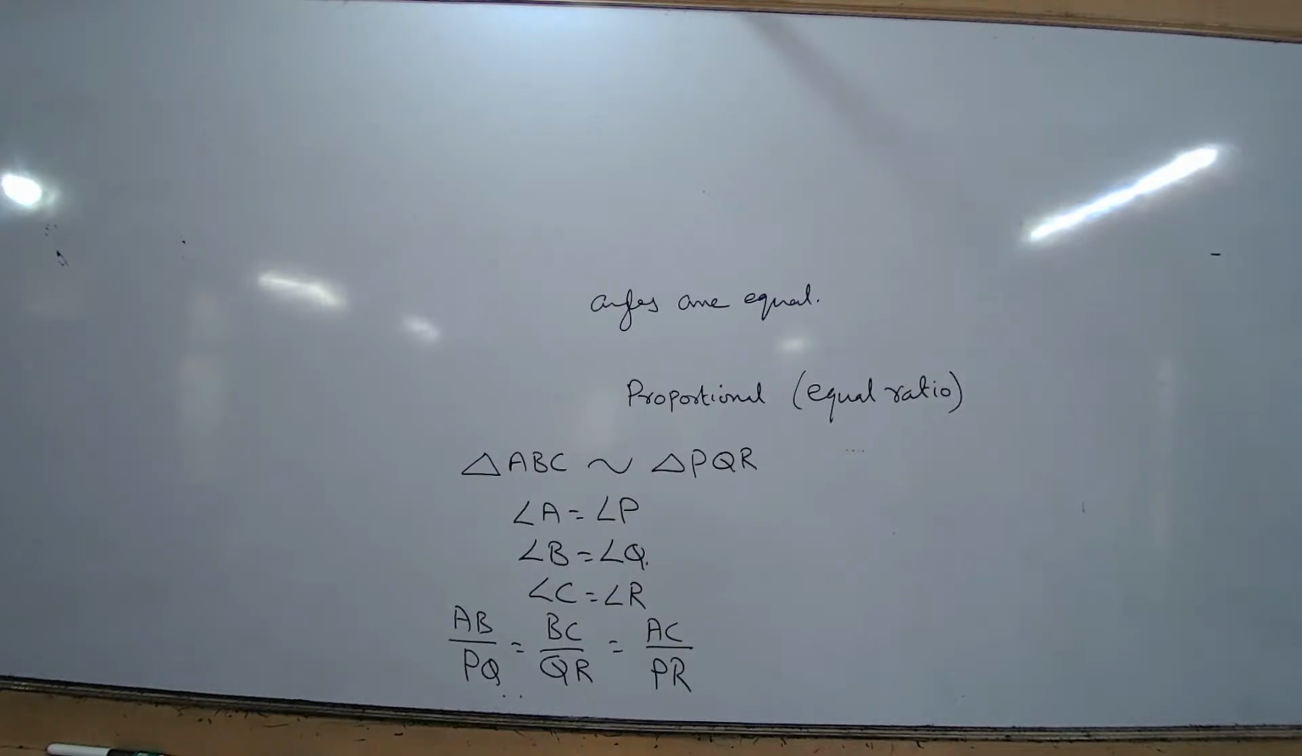Every congruent triangle is similar. Whereas every similar triangle is not necessarily congruent. I repeat the statement: every congruent triangle is similar, whereas every similar triangle is not necessarily congruent.